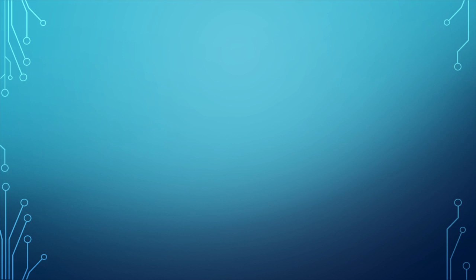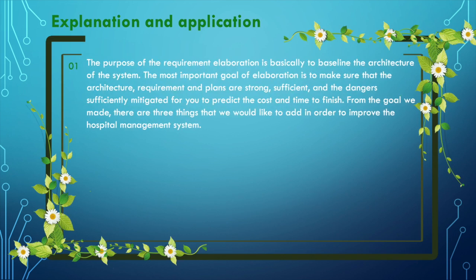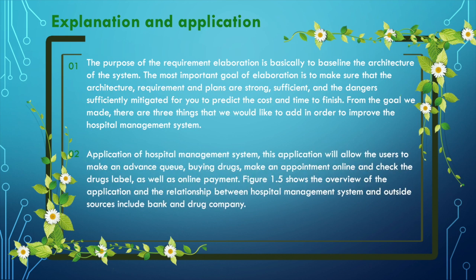Elaboration is the next process. The purpose of the requirement is basically to baseline the architecture of the system according to the goal in previous process, application of hospital management system. This application allows the user to make an advanced queue, buy drugs, make an appointment online, and check drugs label, as well as online payment.